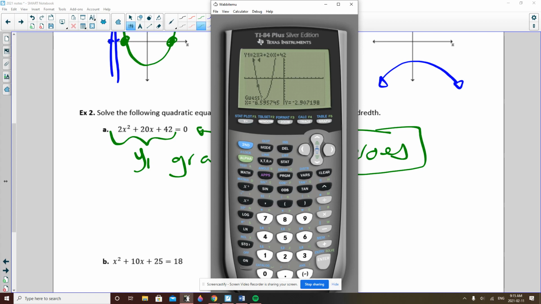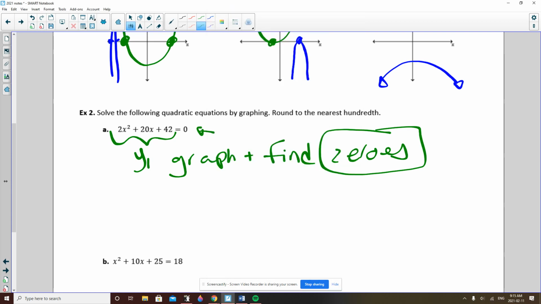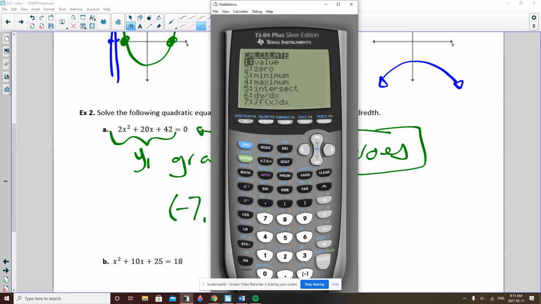And so you can see these arrows at the top. You're telling your calculator, oh, there's an x-intercept somewhere between these 2 points. And I'm just going to get as close as I can there. Hit enter. And it says, hey, there's a 0 at -7, 0. So -7, 0. And I'll go find the next one.